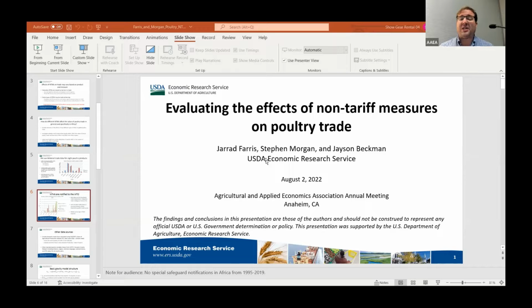So we break these out by the type of NTM imposed. And here what we're showing is just the graph of the count of different NTMs that were notified by African countries from 1995 through 2019. What you see here is that we only pick up tariff rate quotas that were notified in 1995, I think, on poultry specifically. And so this was for Morocco, I believe. We don't actually capture any special safeguard measures for Africa, which will obviously have implications for our estimation. But you can see that there is a relatively high number, and a lot of variation, in both technical barriers to trade and SPS measures.